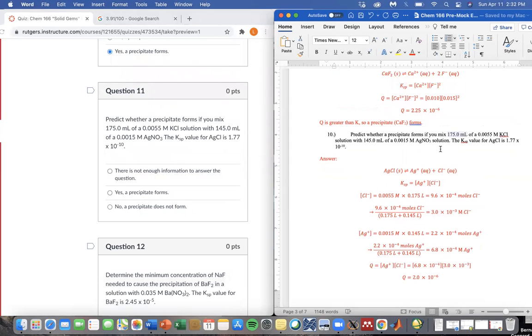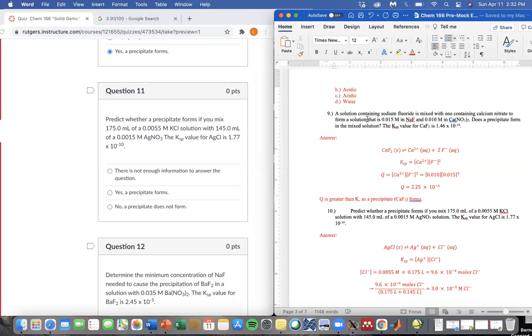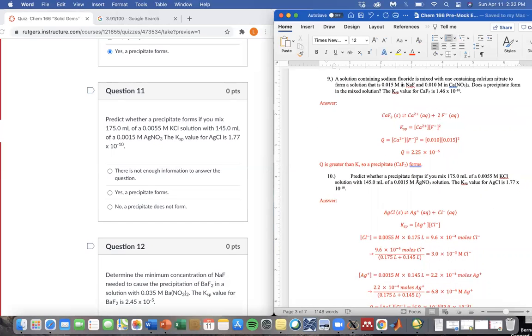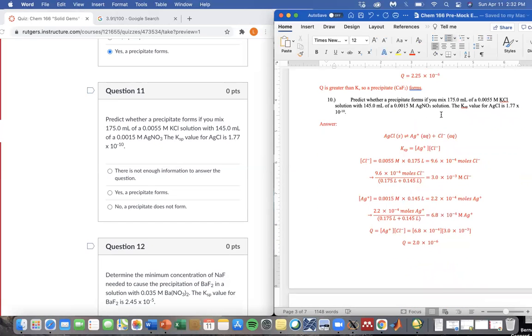In the previous one, you're told that it forms a solution that is 0.015 M in this and 0.010 M in that. But here we're mixing two solutions together, so we have to define the concentrations of the final solution. We're making AgCl, and we have a KSP for that. Because Ag is 1 plus and Cl is 1 minus, there are no stoichiometric coefficients, so it's just Ag plus times Cl minus.